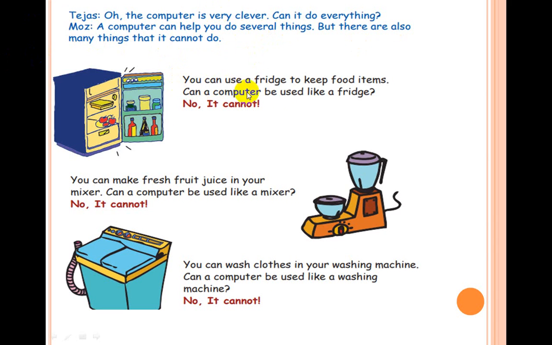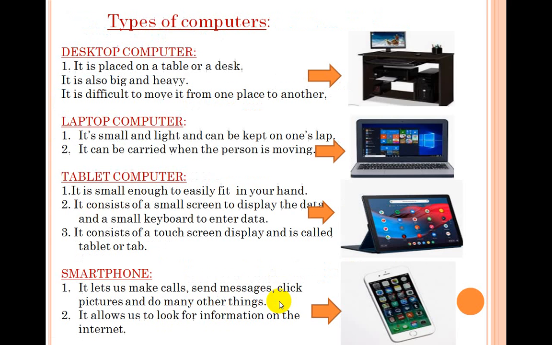You can use a fridge to keep food items. Can a computer be used like a fridge? No, we can't use a computer like a fridge. Can you mix fresh fruit juice in your mixer? Yes, we can make fresh juice in our mixer, but a computer cannot be used like a mixer. You can wash clothes in your washing machine, but a computer cannot be used like a washing machine. So our answer is no, it cannot do.